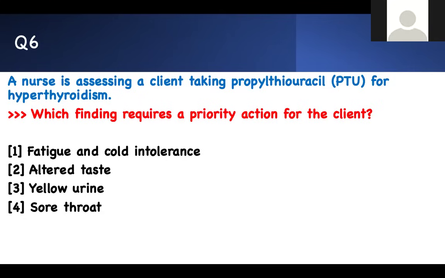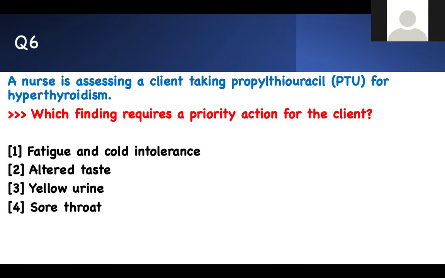Therefore, rewrite the question. I have PTU. What should I worry about? If you don't know anything about that medication, PTU, put the thyroid hormone under. Secondly, think about it. It suppresses thyroid function. Therefore, it makes you hypothyroid. Is that the priority? No. Fatigue and cold intolerance. Altered taste, yellow urine, and a sore throat. There's two things you have to know about PTU. It causes agranulocytosis, it affects your liver, and it has other common side effects. Once again, it causes what?